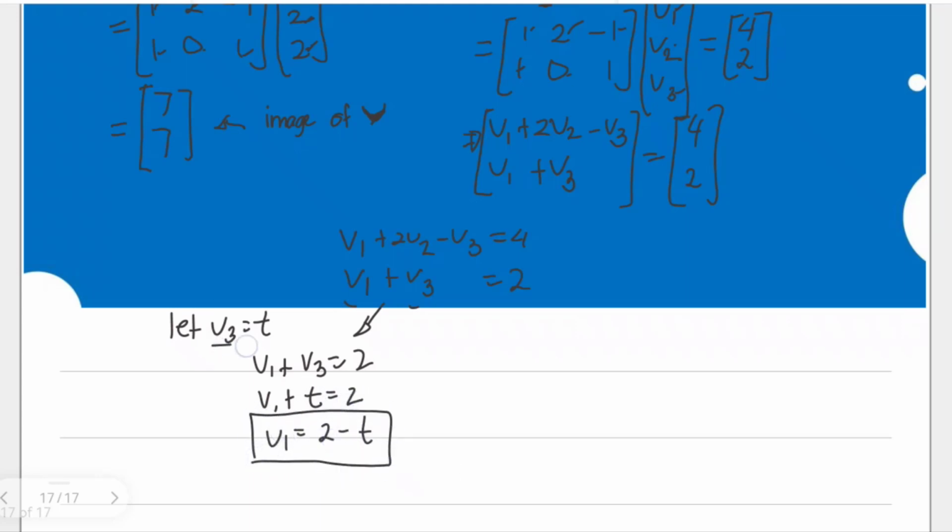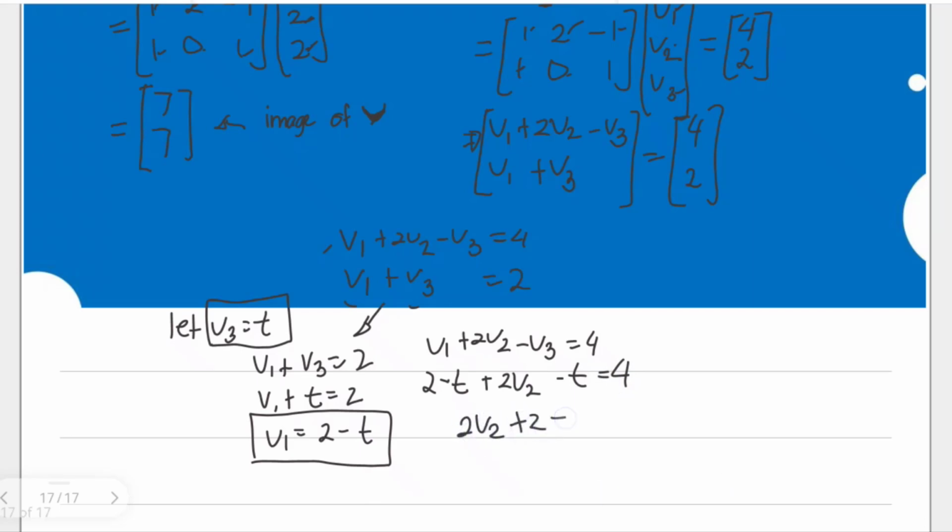So what we're looking for now is our v sub 2, using this equation. You have v sub 1 plus 2 v sub 2 minus v sub 3 is 4. Our v sub 1 is 2 minus t, plus 2 v sub 2, minus our v sub 3, which is also t, equal to 4. So with this, we have 2 v sub 2 plus 2 minus 2t is equal to 4. 2 v sub 2 is equal to 2 plus 2t. Dividing both sides by 2, v sub 2 is 1 plus t.